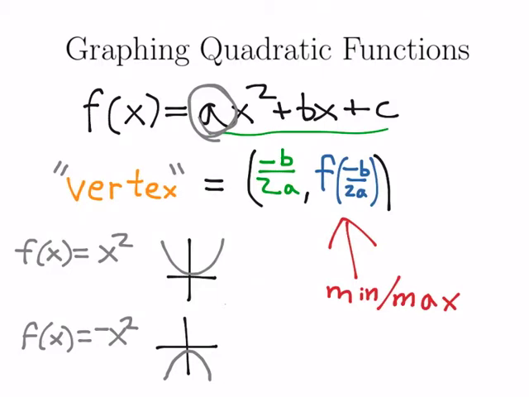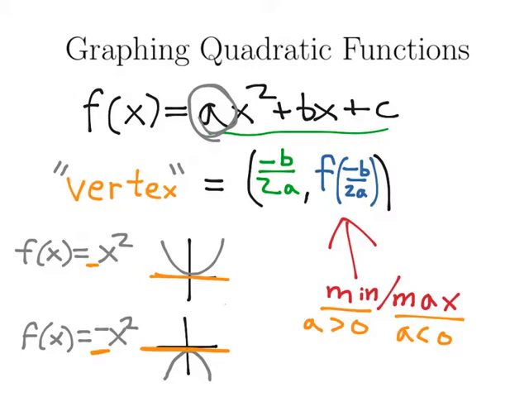The answer is, if a is positive, then you have a minimum. Your quadratic goes upwards a lot. If you have a negative, then you have a maximum, meaning that your quadratic goes downwards a lot. This means that you have a minimum if a is greater than 0, positive, or a maximum if a is less than 0, negative.